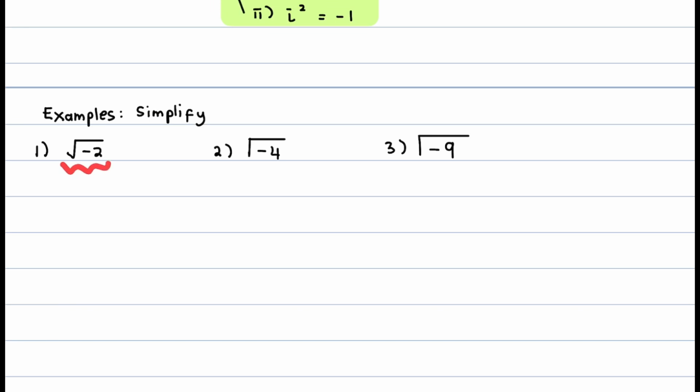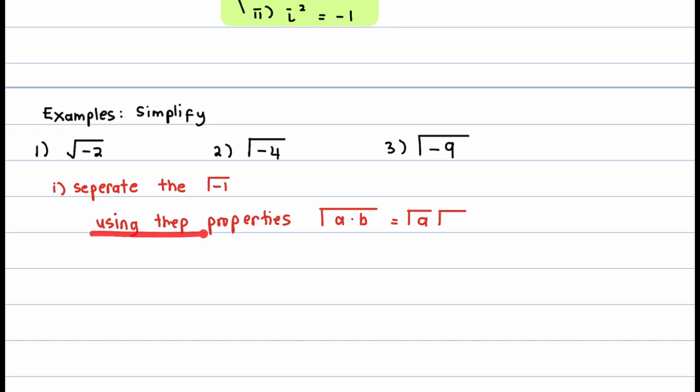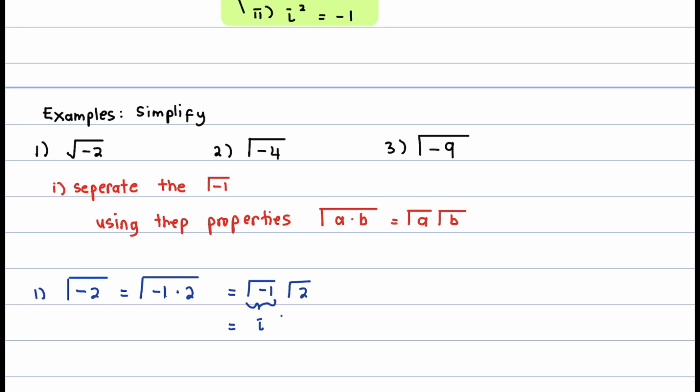Square root of -2. So what we can do first is that we separate the square root of -1, using the property of square root: square root of A multiplied by B is equivalent to square root A multiplied by square root B. Okay, so now the first one, square root of -2, we can separate it as -1 multiplied by 2. And then using the property, we can say that square root -1 multiplied by square root 2, which gives us square root -1 is equivalent to i, and square root 2 we just leave in radical form, square root 2.